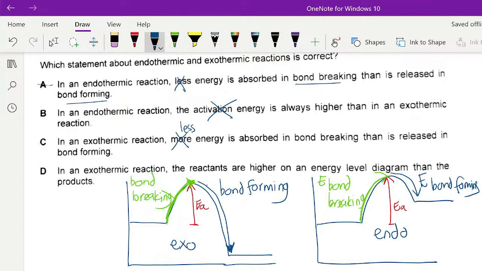And in exothermic reaction, the reactants are higher on the energy level diagram than the... Yes, this is correct. D is correct. You see, the level here, this is the level of energy of the reactants, which is higher than the level of energy of the products. So D is the answer.